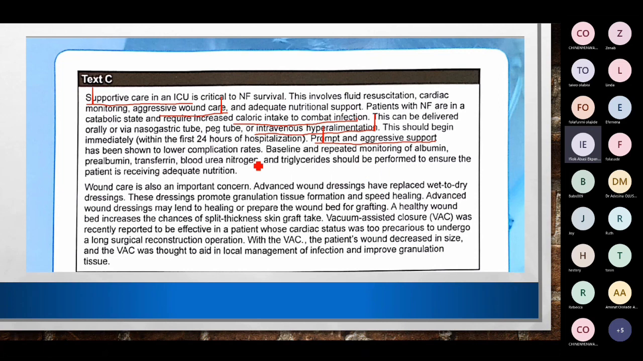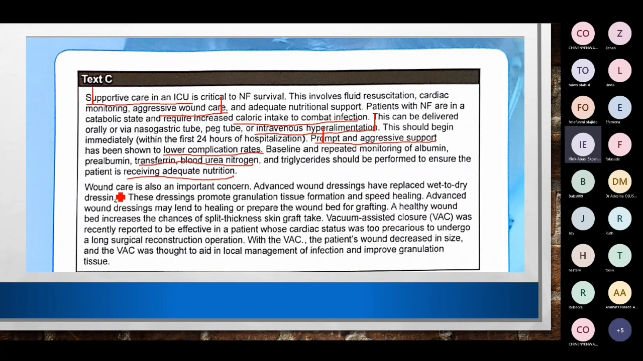Okay, coming back here, I can see lower complication rates. Okay, that makes sense to me. I can as well see transferring blood urea nitrogen, and as well I can see receiving adequate nutrition. Right. I've seen caloric intake before, and now I see nutrition here in my text C.